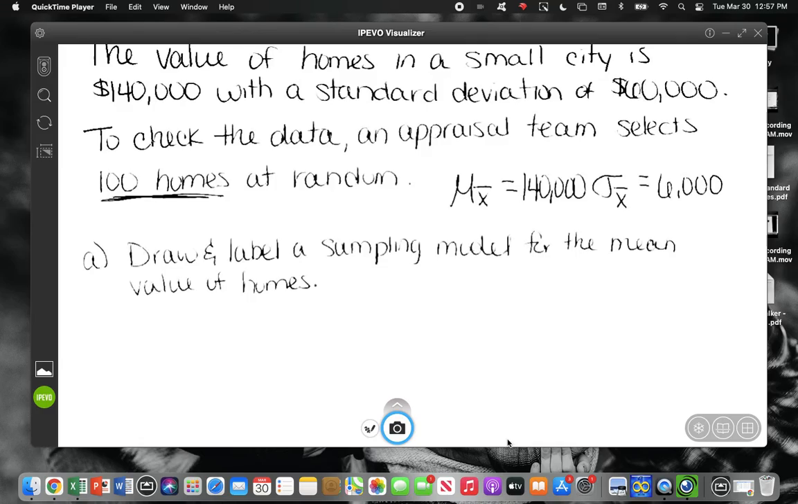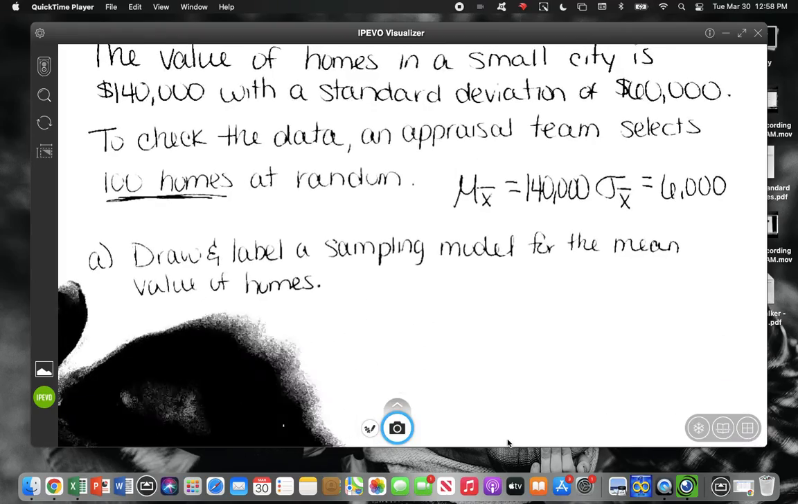Because you've got to divide by the square root of the sample size. So you're going to take 60,000 divided by 10 to give you 6,000. When we do the bell curve, whenever we go from like 140,000 up or down, do we just do 140,000 and $1, 140,000 and $2? No. Or just do like 141,000? Oh, you add by the standard deviation. Yeah, you add by the standard deviation.